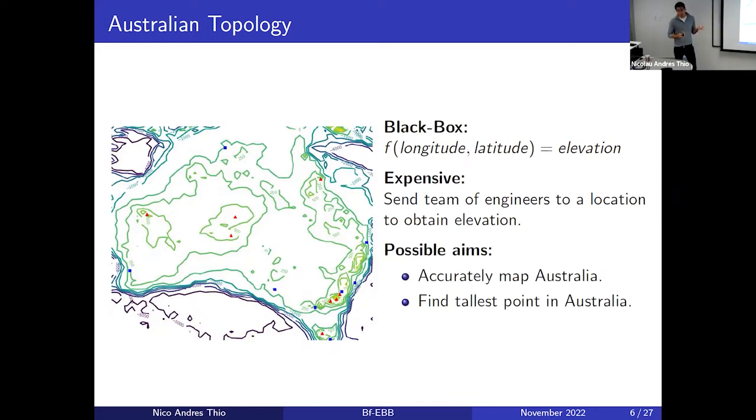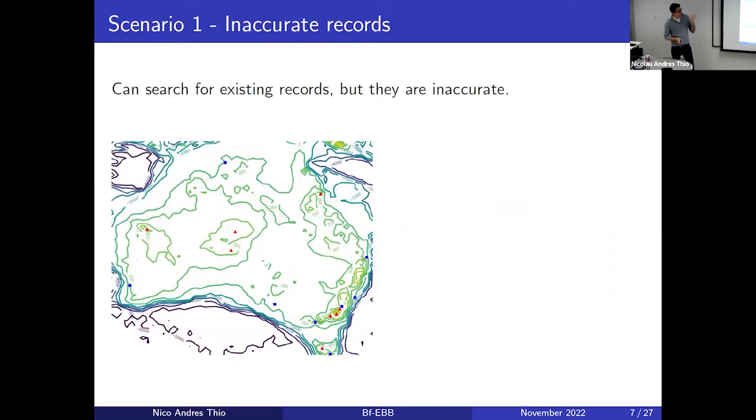And you might have two possible aims. One is that the Australian government might have asked you to come up with an accurate map of Australia, but it is expensive to do so. How do you do it? And the second one is they might want to find the tallest point in Australia, right? So this is my toy problem. And then I've come up with two low fidelity functions to make this a Bi-Fidelity Expensive Black-Box toy problem.